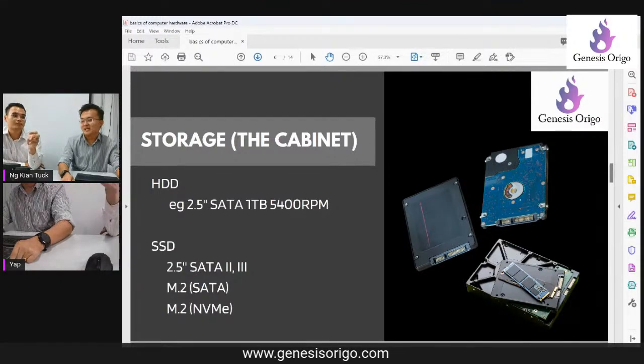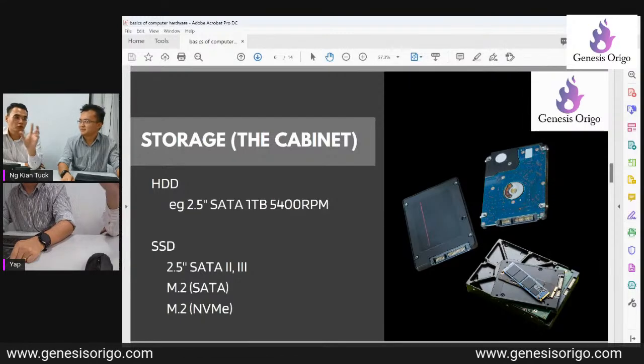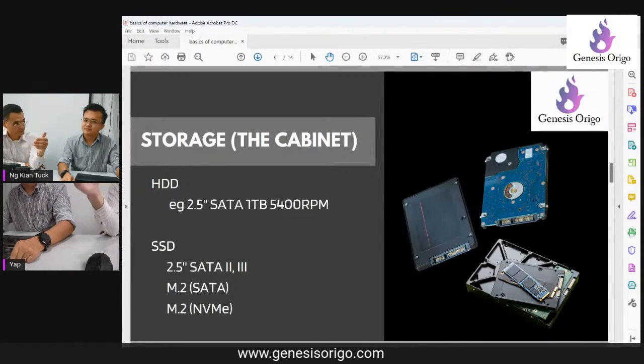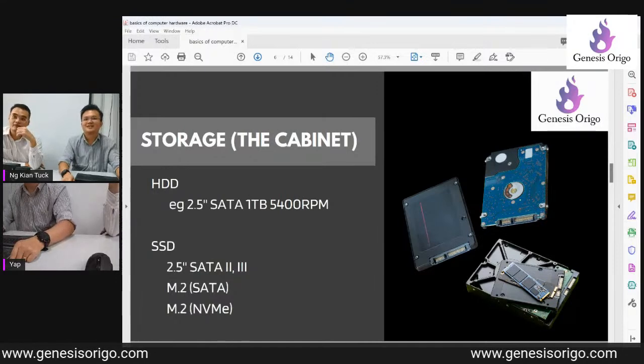Okay. You mean an empty one? No, not an empty one. The hard disk. People don't load hard disks anymore into a laptop. They already use SSD. Okay, SSD. So what you mean is HDD. HDD, hard disk drive. Yes, hard disk drive.